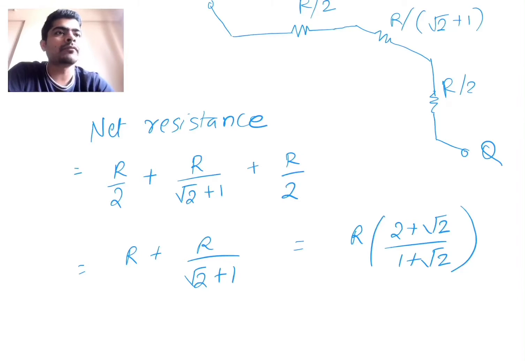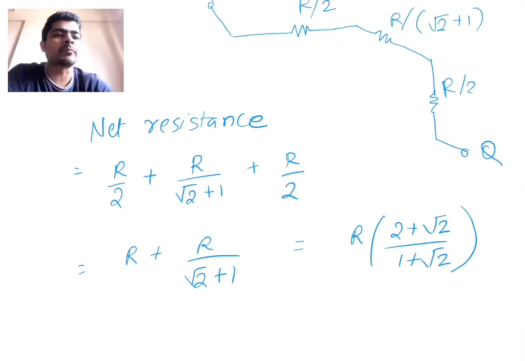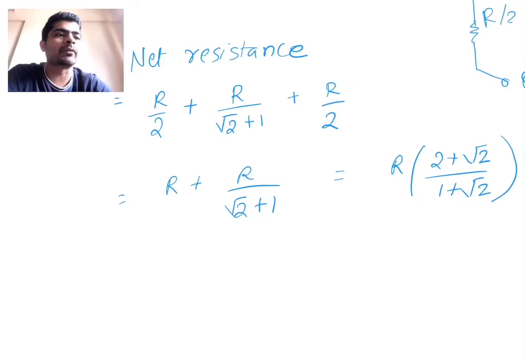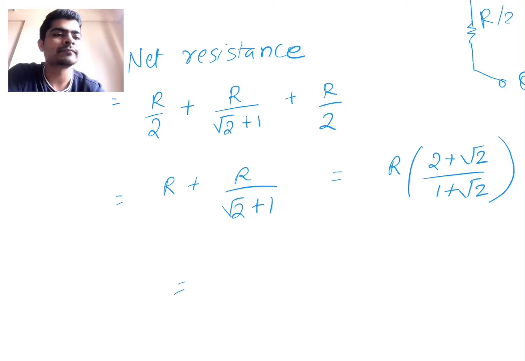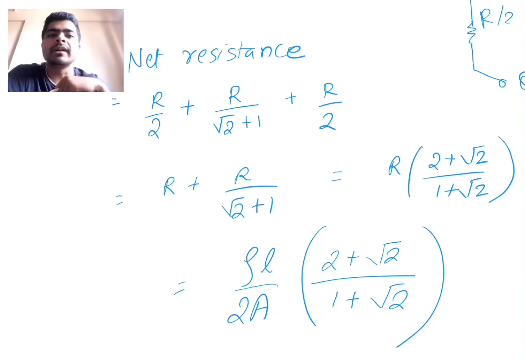Okay. Now what is the value of R? That is equal to rho L by 2A. That's what we just need to put over here. So net resistance will be equal to rho L by 2 times area, 2 plus root 2 divided by 1 plus root 2. This is your final answer. Clear?